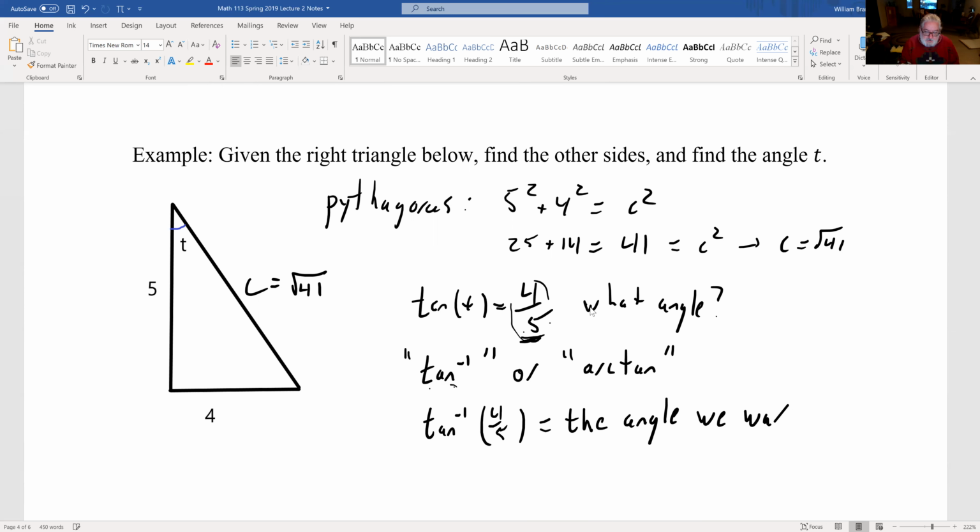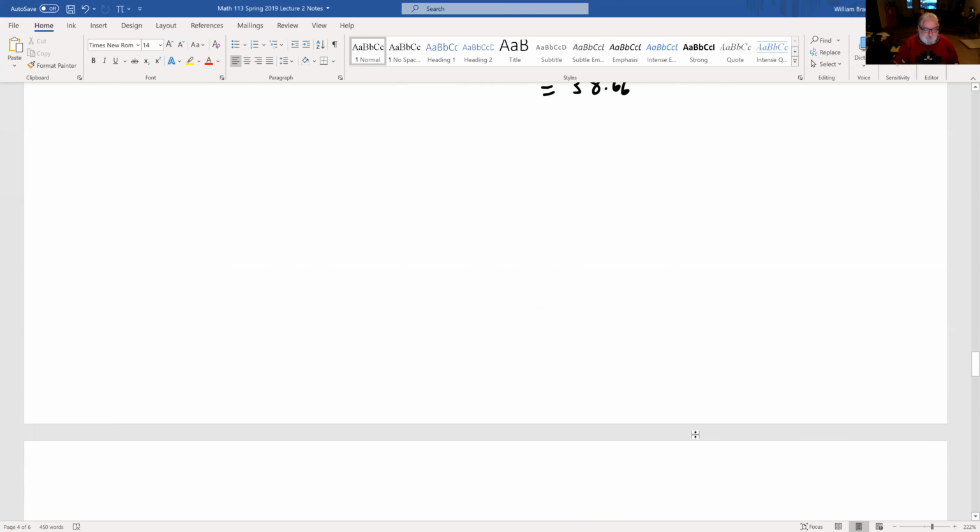So on my calculator, I will calculate 4 over 5, which is 0.8, and then hit the tangent inverse button. And that tells me that my angle is 38.66 degrees. You should, at this point, find your favorite calculator, or however you calculate things, and make sure that you get that. Make sure that your calculator is on degrees and not radians, because you'll get a weird answer otherwise.